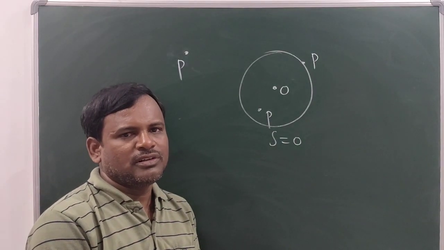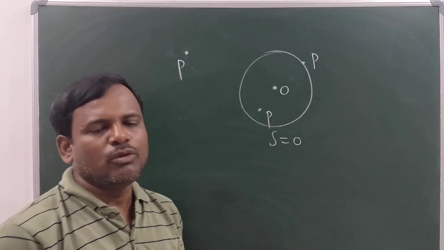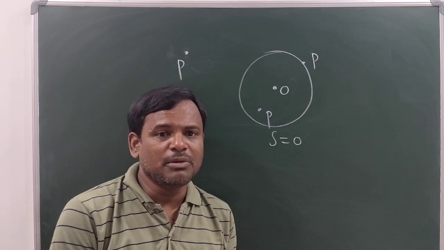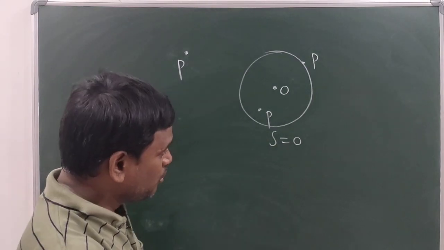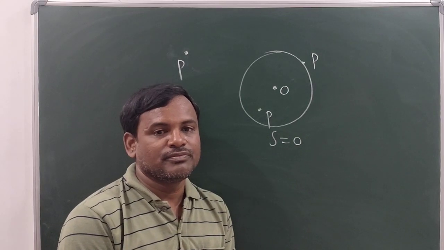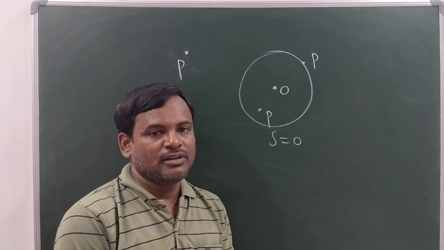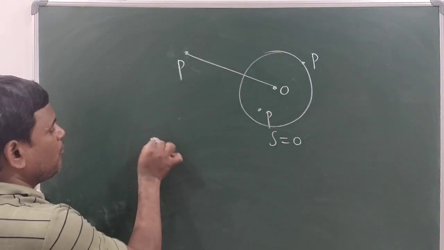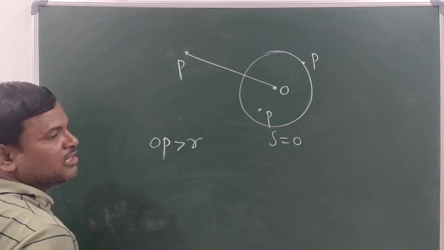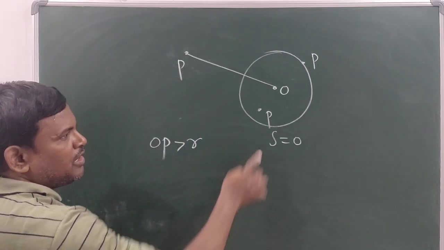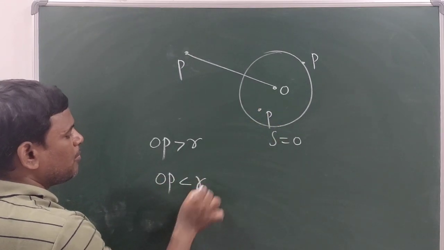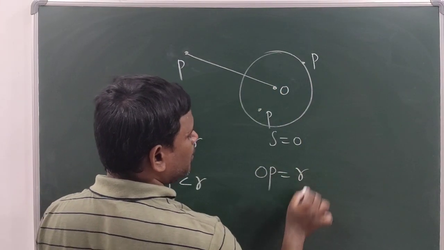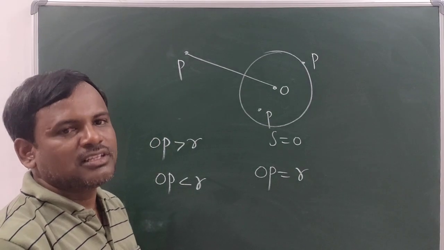So there is one procedure. When the equation of the circle is given, how to determine the center you know. What is the center formula? Minus g comma minus f. And how to determine the radius of the circle also you know. Find the radius of the circle. Next, measure the distance from O to P. If OP is more than the radius, then the point will be outside. If OP is less than R, the point will be inside. If OP is equal to R, then the point will be lying on the circle.